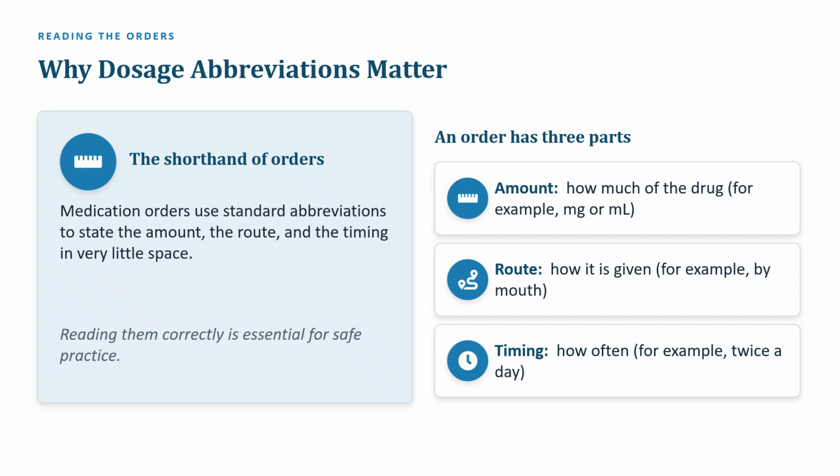There's one more reason this matters enormously, and it's the reason we will spend real time on it. Because these abbreviations directly control how much medication a patient receives, a misread abbreviation can lead to a serious error. So over the next slides, we will build your fluency with the common, safe abbreviations, and then we'll look at the dangerous ones that should never be used at all. Reading orders correctly is a core safety skill, and it starts here.